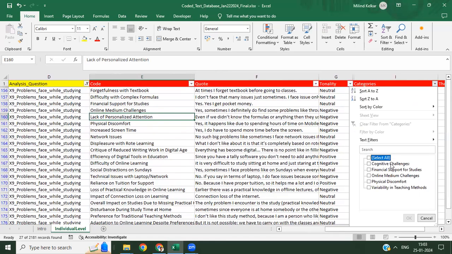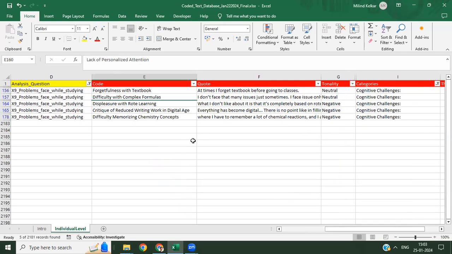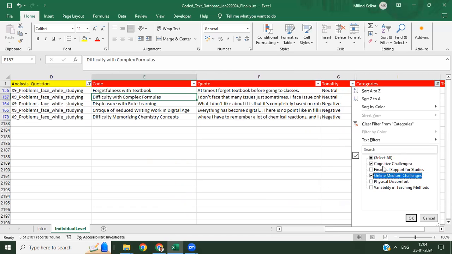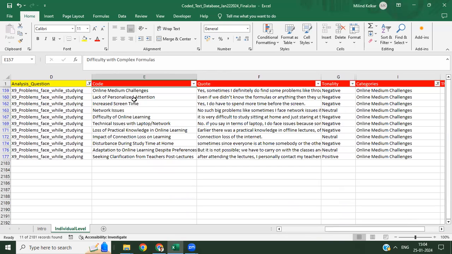So the categories could be, let's say, cognitive challenges. Cognitive challenges could be forgetfulness of textbook, difficulty with complex formulas, difficulty memorizing. There's the issue of reduced writing. The second challenge could be online medium challenges, which is students having issues working longer hours on screen time, technical issues with laptop and network, disturbance during study time.